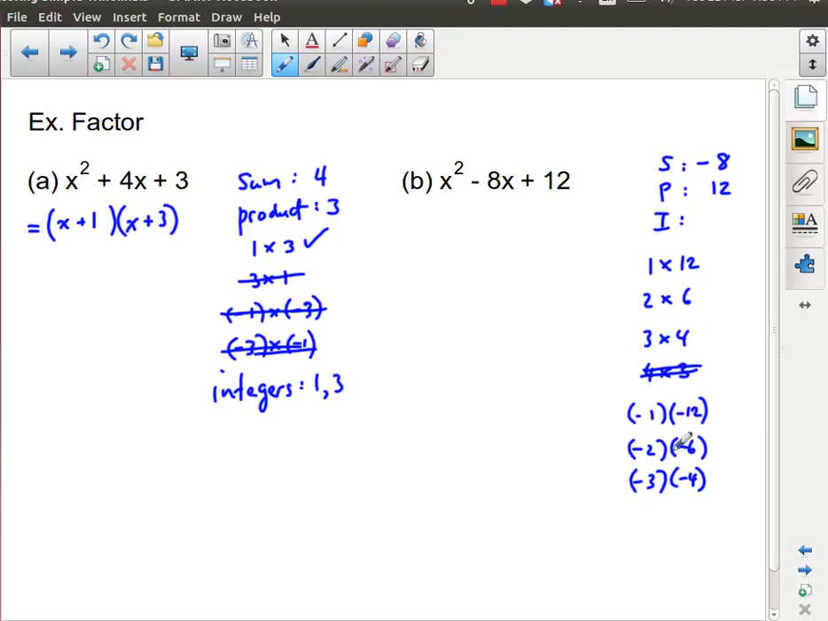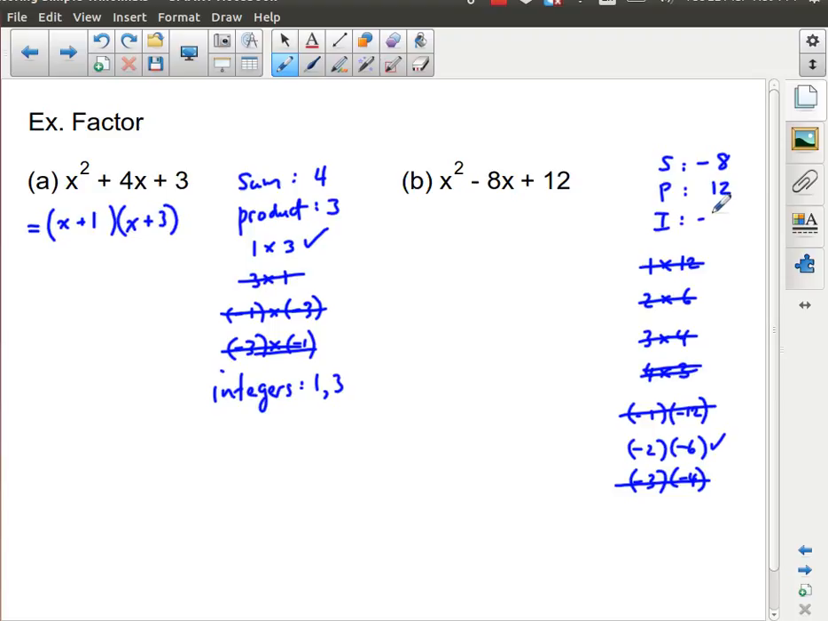Now, we could have saved ourselves some time and effort here, because my sum has to be negative 8. Is there any way in the world for me to take two positive numbers and have them add up to be negative? No. So I could have dispensed with all of those right away. Now ask yourself, what is negative 1 plus negative 12? That's negative 13. Nope. Negative 2 plus negative 6? That's negative 8. That works. As soon as you get one answer, technically you're done. But I'm just going to show here, negative 3 and negative 4, that's negative 7. That also doesn't work. So the one answer I got is the answer.